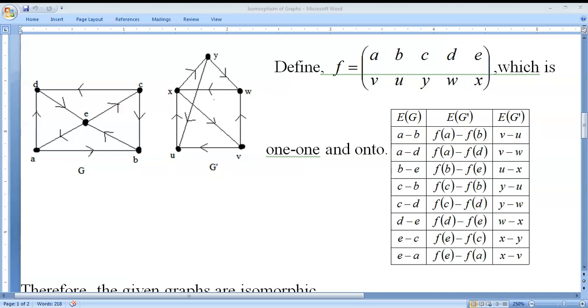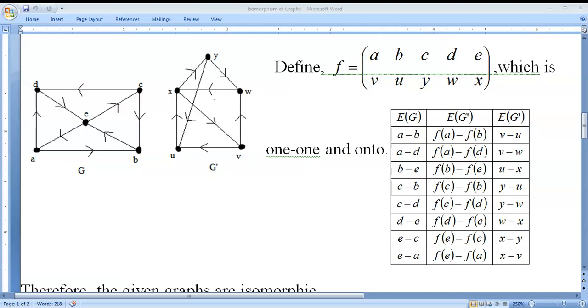Okay, now we need to define a function so that it is bijective. So I have defined the function as A mapped onto V, B mapped onto U, C to Y, D to W, E to X. Here I have mapped the function based on the in degree and out degree.